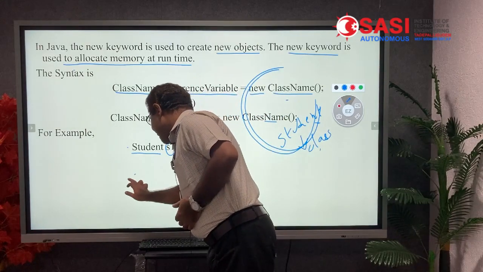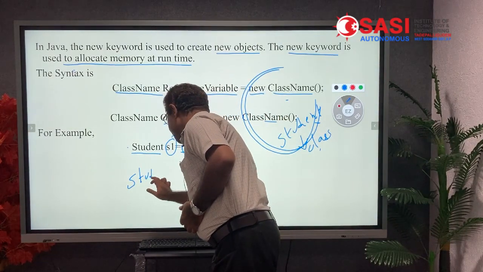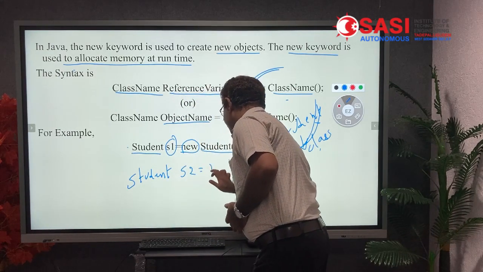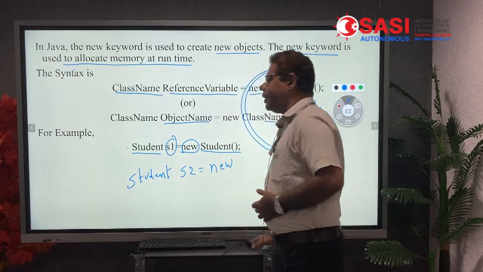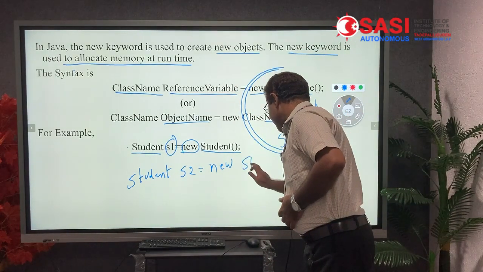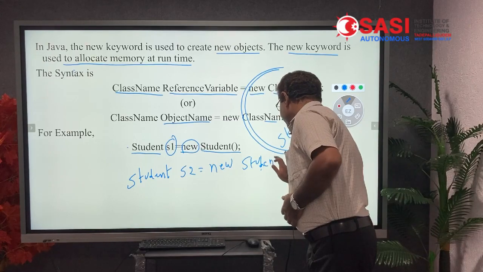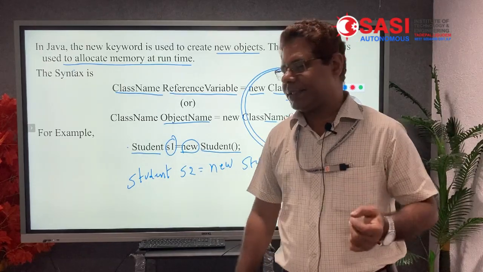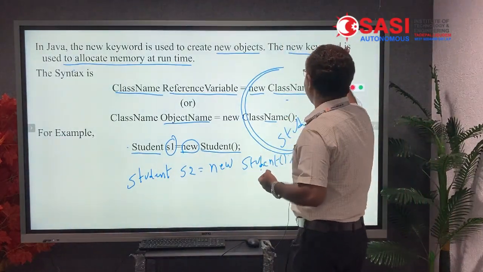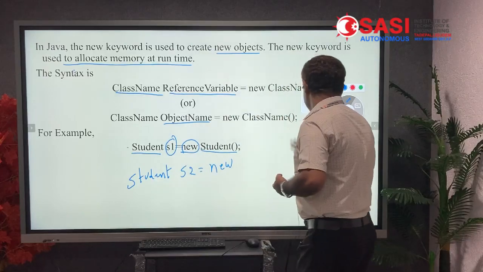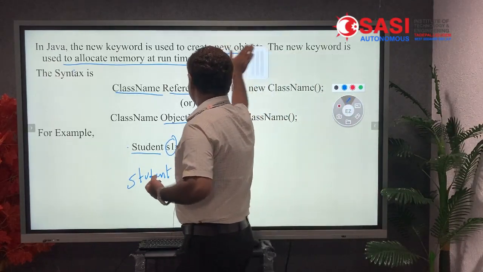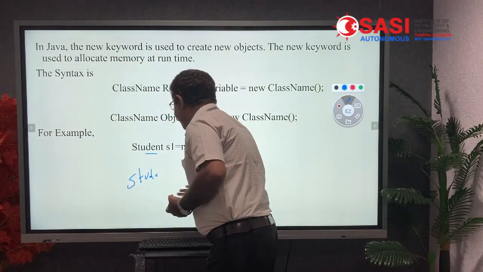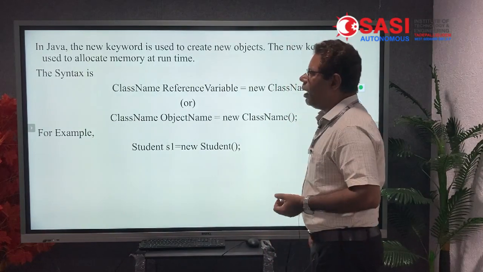So we can create another object. For example, class name is Student, object name is S2 equal to new, the keyword to create the object, and class name is Student. So in this way, we can create any number of objects for the Student class. This is how we can create the objects in Java. Whenever we create a class, the memory is not allotted. When we create objects, then the memory is allotted for the objects.